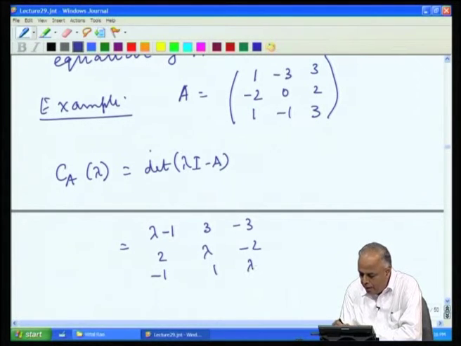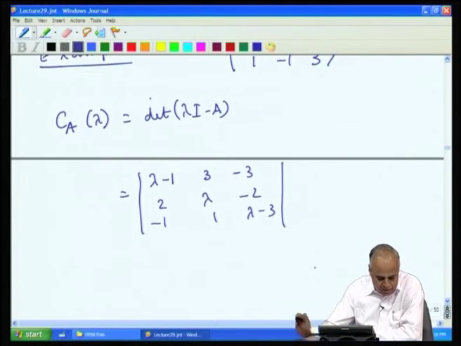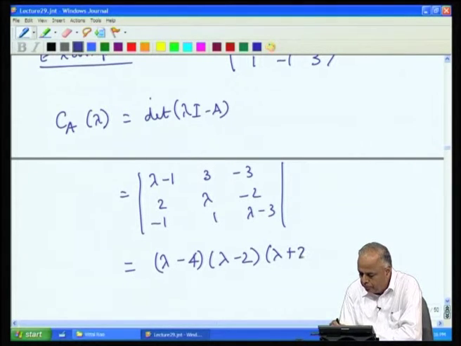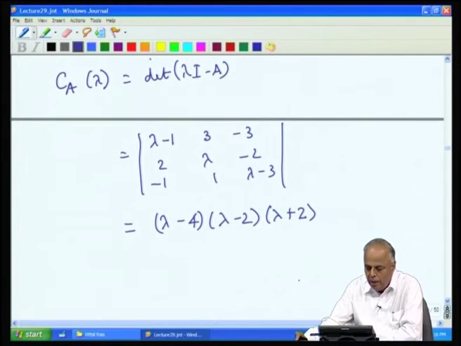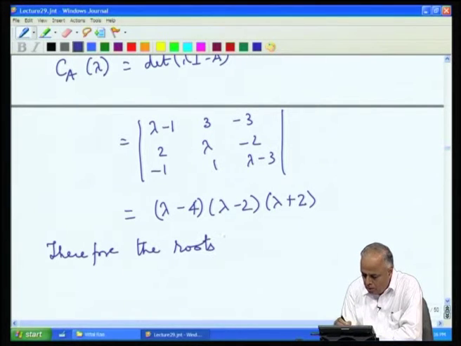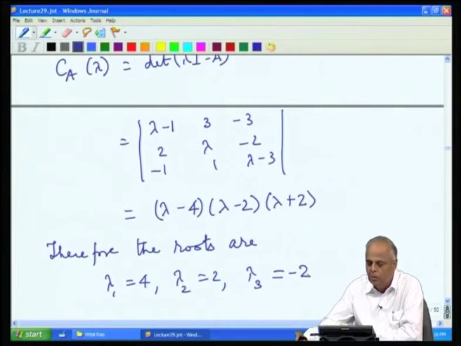Negate A and stick lambda along the diagonal. When we expand this determinant, it turns out to be (lambda minus 4) into (lambda minus 2) into (lambda plus 2). Therefore, the roots are lambda 1 equal to 4, lambda 2 equal to 2 and lambda 3 equal to minus 2.